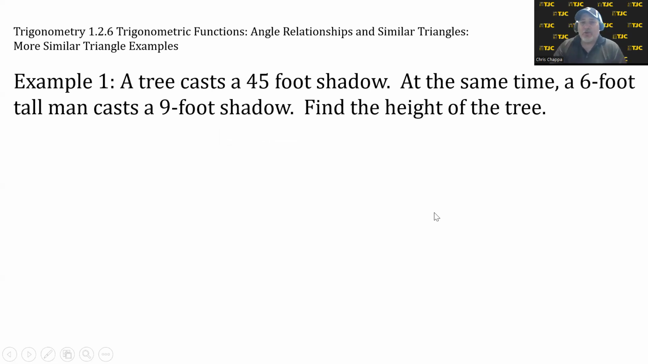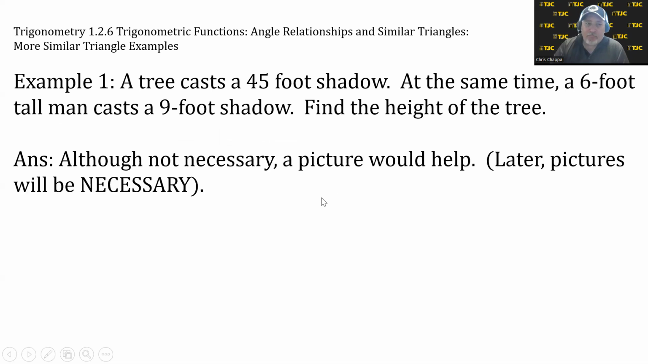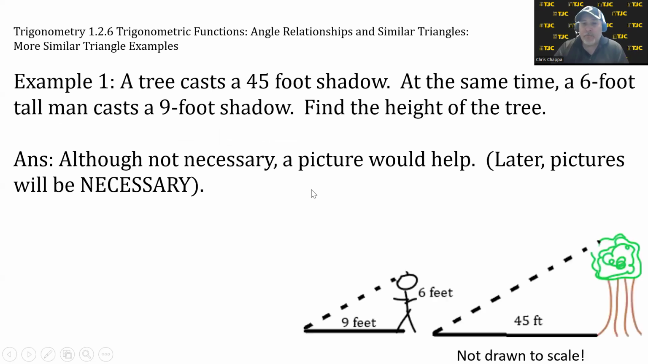Example 1. A tree casts a 45-foot shadow. At the same time, a 6-foot man casts a 9-foot shadow. Find the height of the tree. Well, although not necessary, a picture would help. Later, pictures will be necessary. I sometimes say the trick to doing trigonometry is to draw a good picture. So this is not a good picture, but it'll suffice.